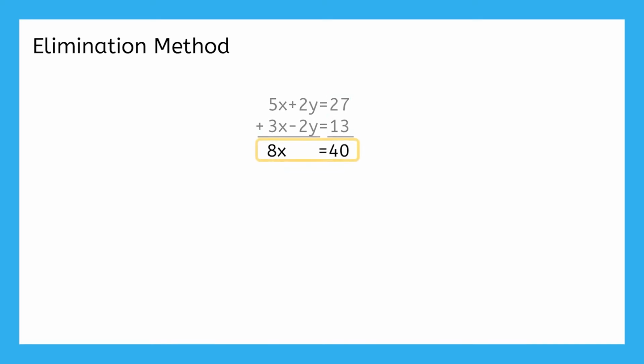Okay, look at the equation we have now. What happened that makes this equation so nice? Think about the name of the method we're working with. Does that give you a hint? The y terms were eliminated. We only have x now. We have eliminated a variable using the elimination method.